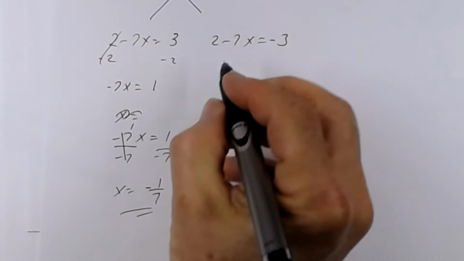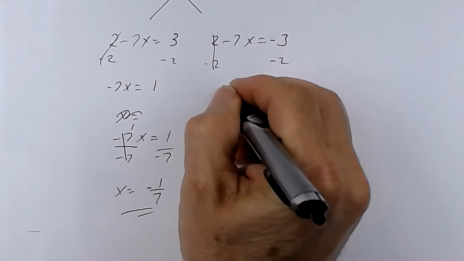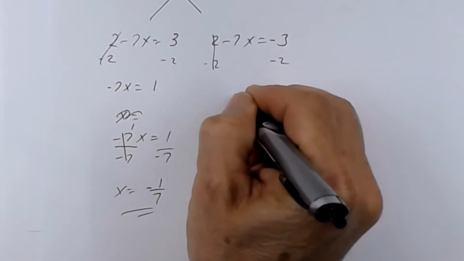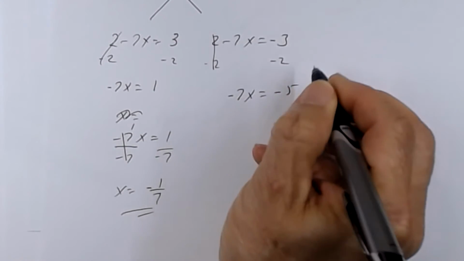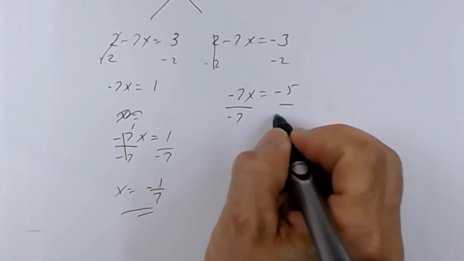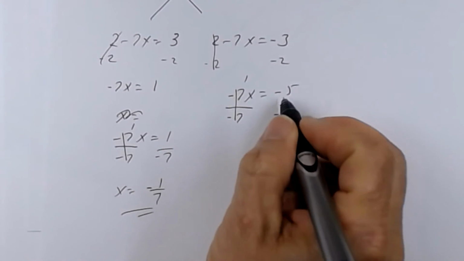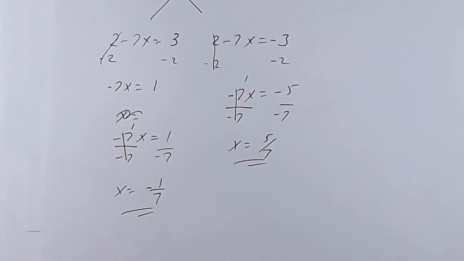The next one, subtract 2. Combine like terms. I get 7x or negative 7x? Negative 7x equals negative 5. Then divide both sides by negative 7. Get a positive 5/7. Yeah, because a negative divided by a negative is a positive. So those are your two solutions, negative 1/7 and positive 5/7.